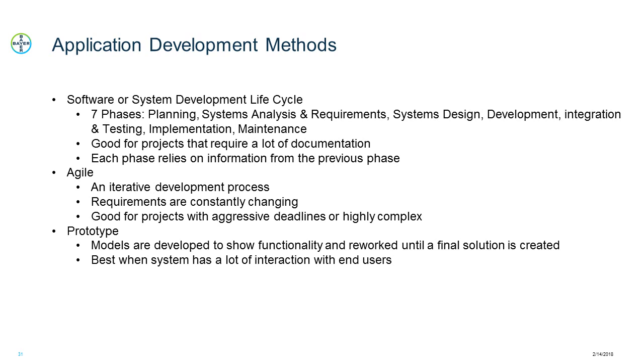So application development is based on a 7-phase process that consists of planning, system analysis and requirements, system design, development, integration and testing, implementation and maintenance. And this is good for projects that require a lot of documentation or are FDA regulated. And each phase relies on information from a previous phase.